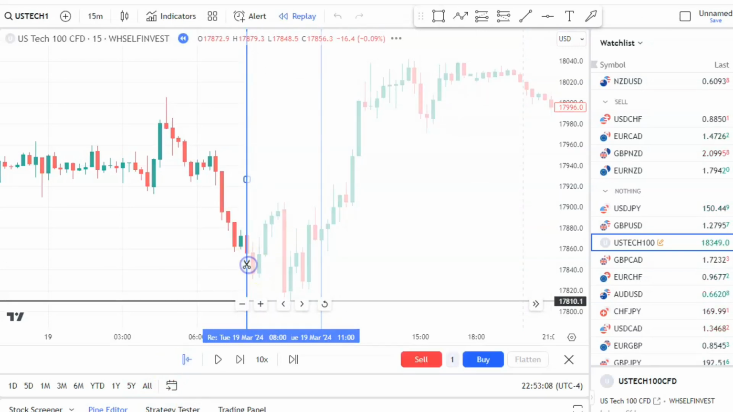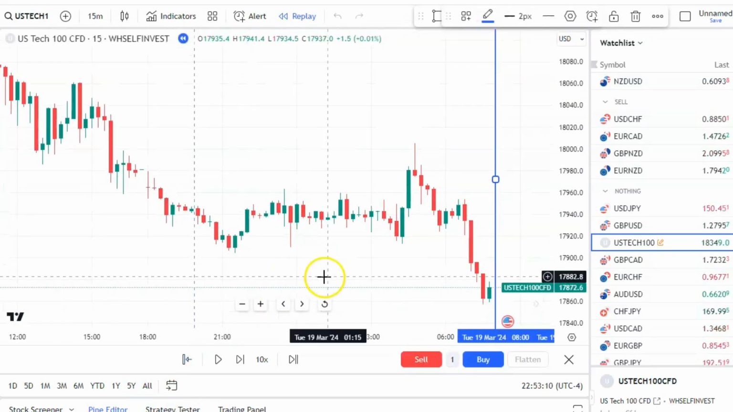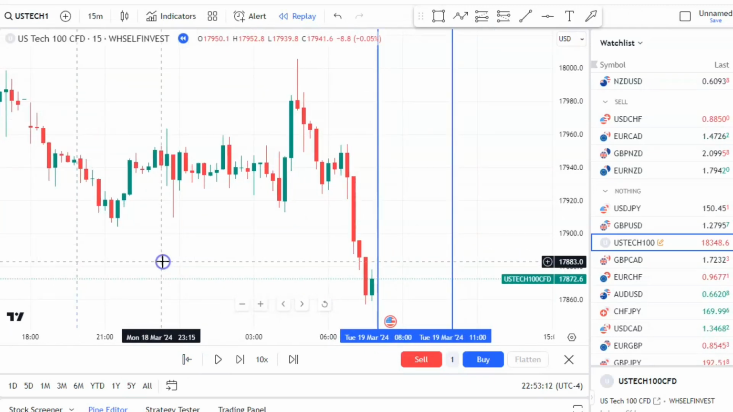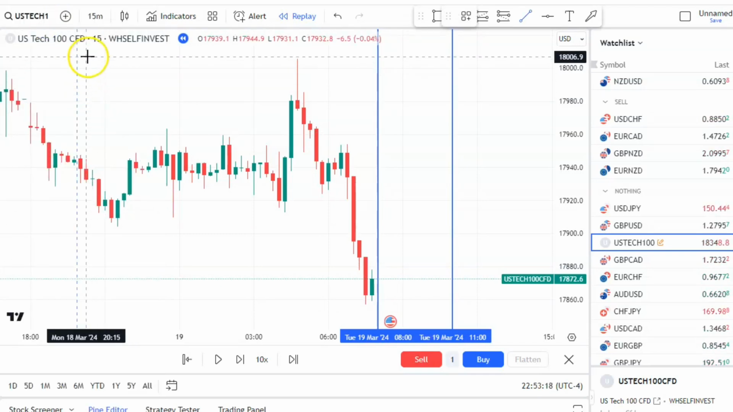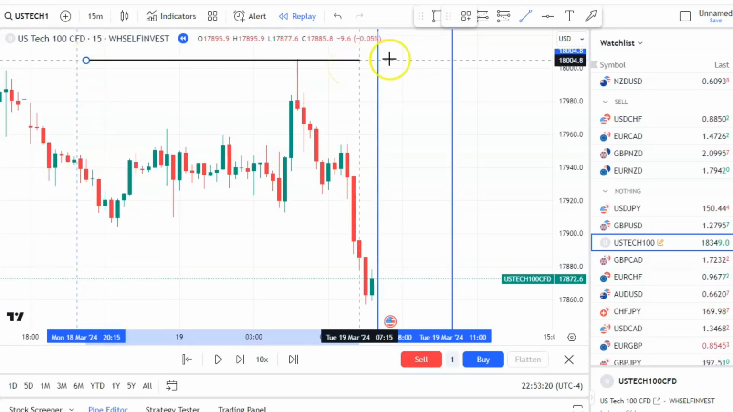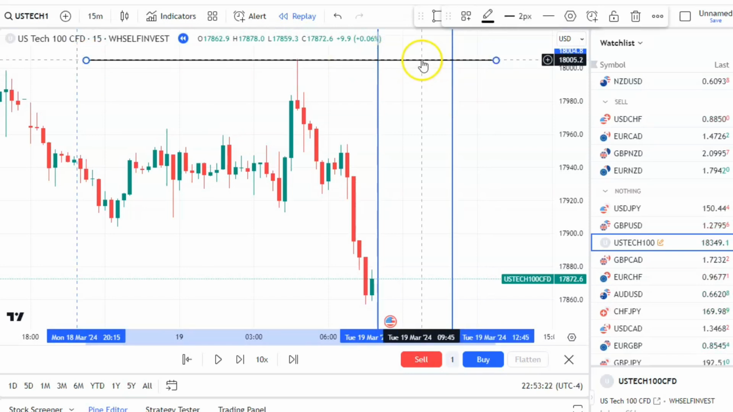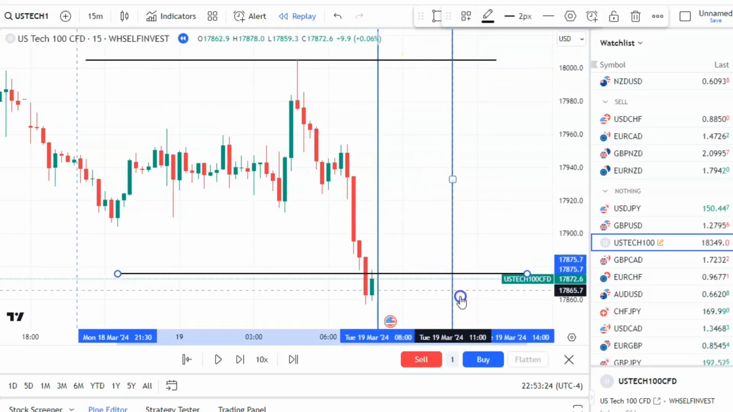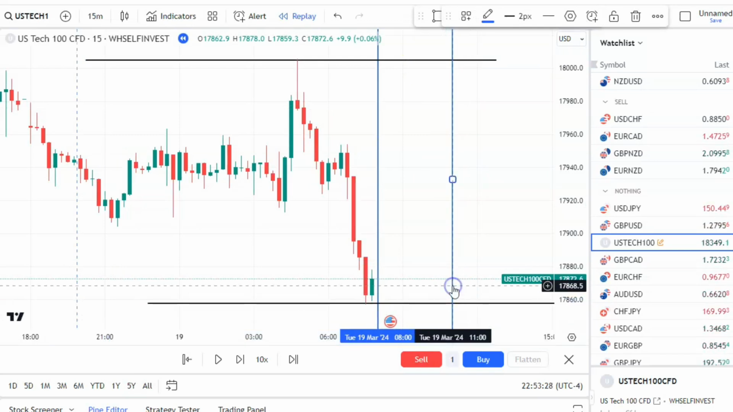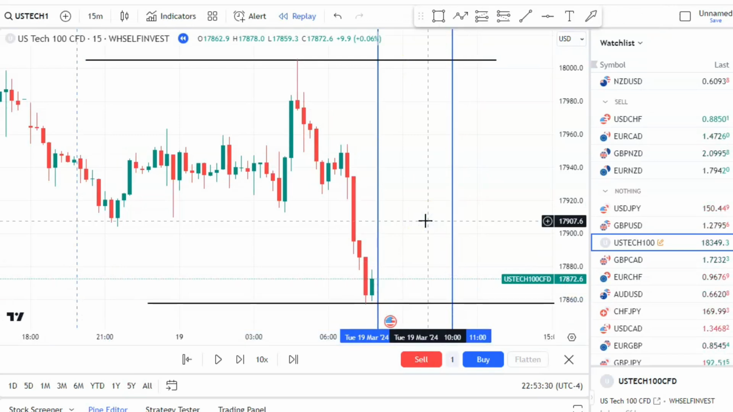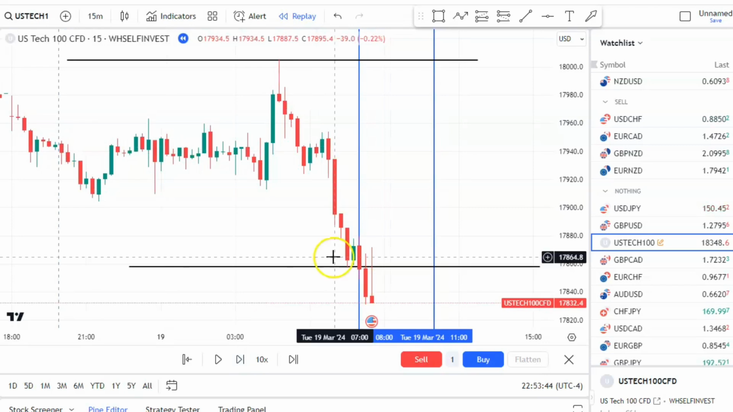Step number 2 is identify the high and the low prior to the session. So let's delete all this, because when you come to the screen, it will be blank. There will be nothing on the screen. So the high of the day is here, and then the low of the day is here. Step number 3 is we wait for the first hour to close. So the first hour is 8 to 9.